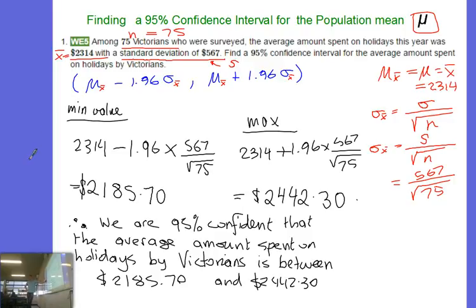So the true average spent by Victorians is in between those two numbers, and we're 95% confident that is the case. The only way we can work out how much they've actually spent is by asking every single Victorian, which is a census. Which is not very practical, especially when it's done online.